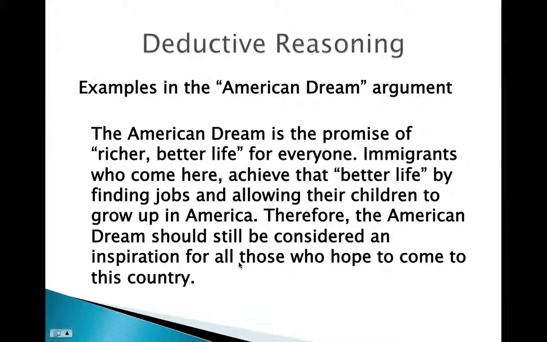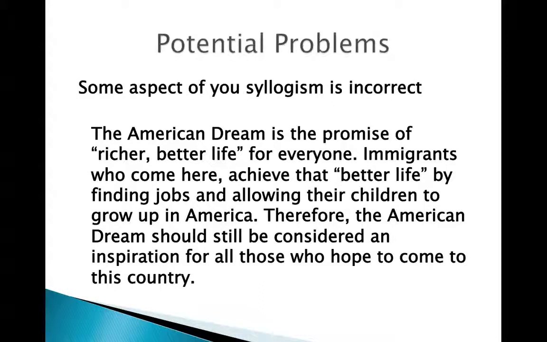Okay, this is an example that could be used in an American dream argument of a deduction. The American dream is the promise of a richer, better life for everyone. Immigrants who come here achieve that better life by finding jobs and allowing their children to grow up in America. Therefore, the American dream should still be considered an inspiration for all those who hope to come to this country. So the major premise is this definition of the American dream as a richer and better life. The minor premise is that immigrants do come here and actually achieve that better life. The conclusion is, therefore, the American dream should still be considered an inspiration for those people who want to immigrate to the U.S.